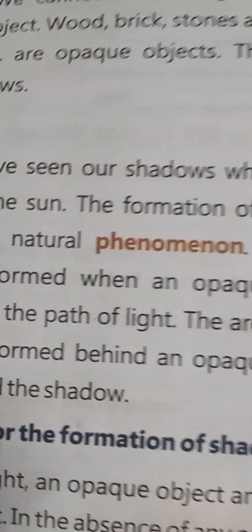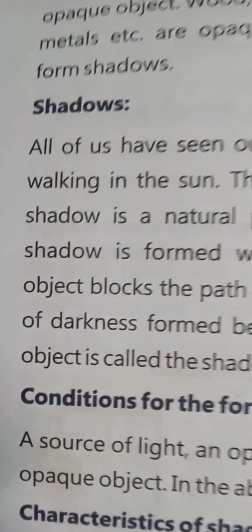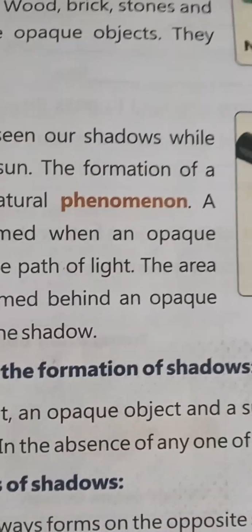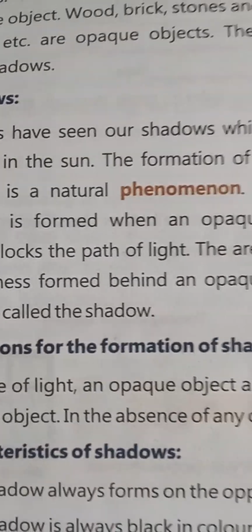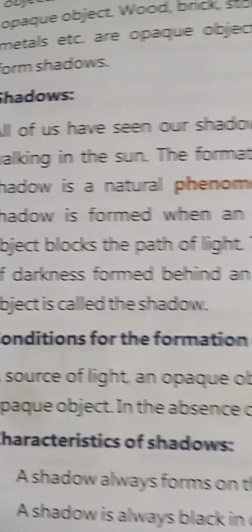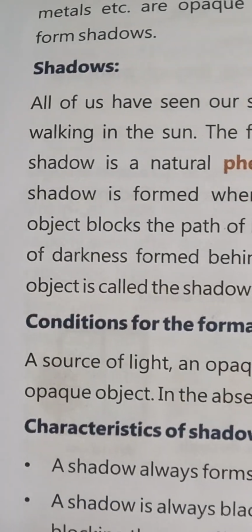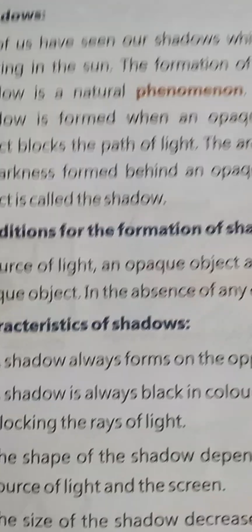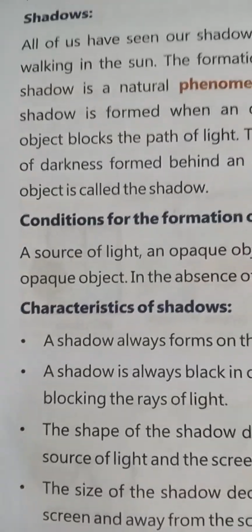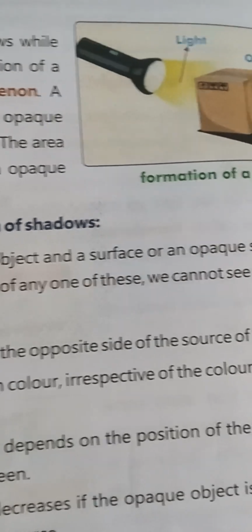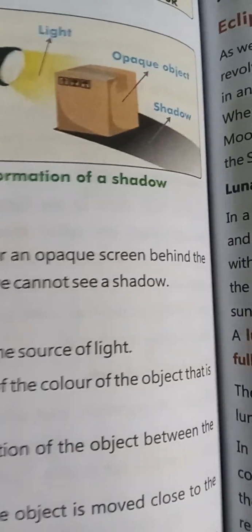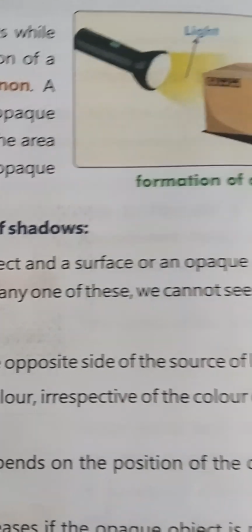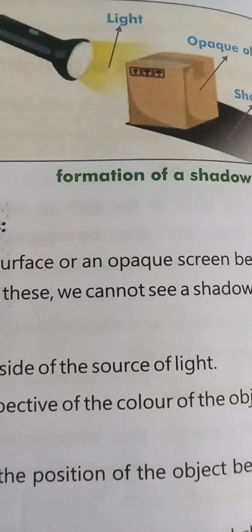Shadows. All of us have seen our shadows while walking in the sun. The formation of a shadow is a natural phenomenon. A shadow is formed when an opaque object blocks the path of the light. The area of darkness formed behind an opaque object is called the shadow. Conditions for the formation of shadows: a source of light, an opaque object, and a surface or an opaque screen behind the opaque object. In the absence of any one of these, we cannot see a shadow.